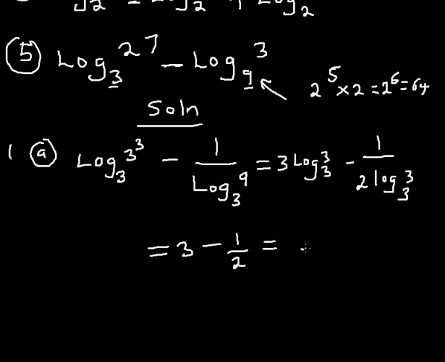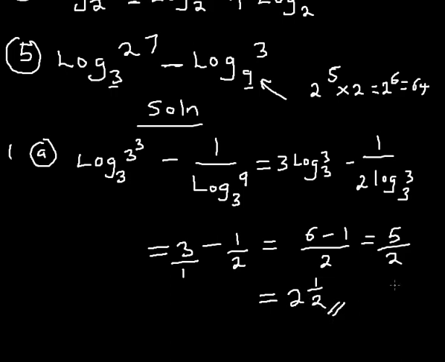Of course, the LCM is 2. 2 divided by 1 is 2. 2 times 3 is 6. Minus 2 divided by 2 is 1. 1 times 1 is 1. So my answer now is 5 all over 2. Then of course, 5 divided by 2 gives me 2 whole number, 1 over 2. Okay, so I hope that is well understood.